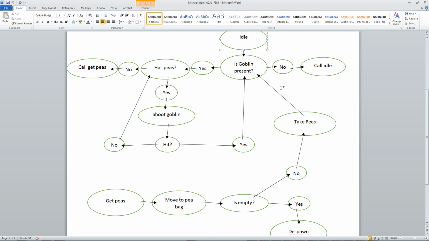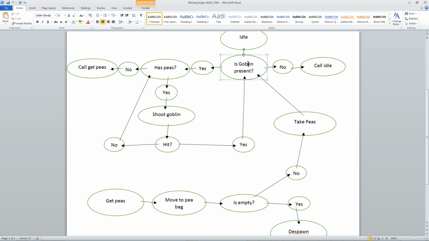Another thing I see here is that you have a call idle state. Well, there's an idle state, and you should simply transition to that if that's appropriate. Again, this is not a situation where you want that to happen, because the condition for this transition, such as it is, means that you transition to another state. And if that condition is not met, then the game simply doesn't transition.